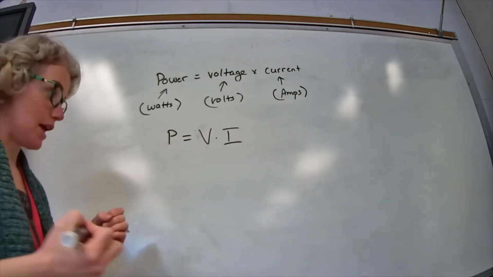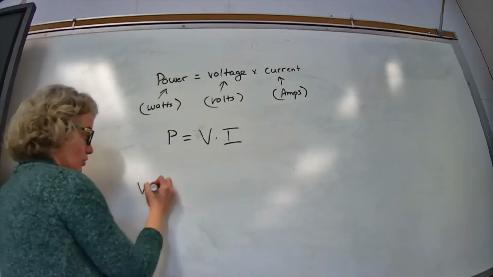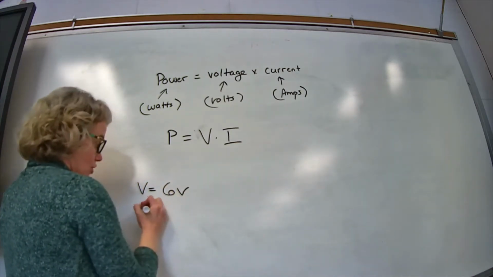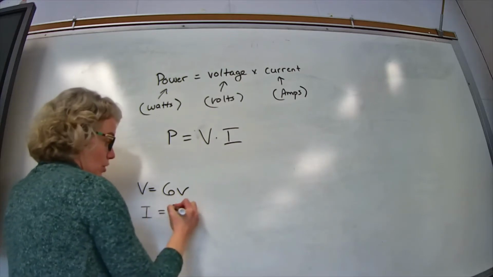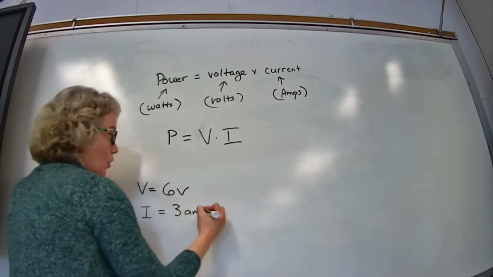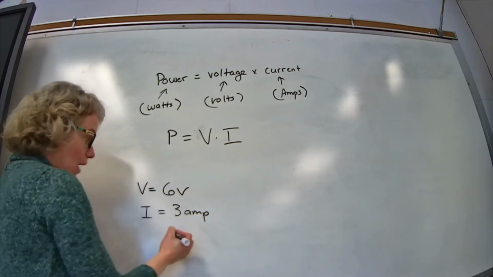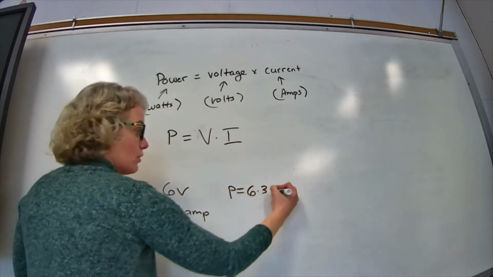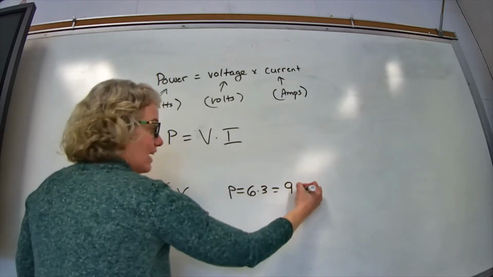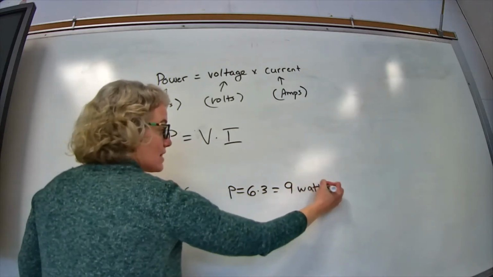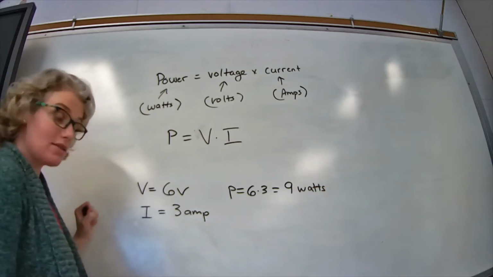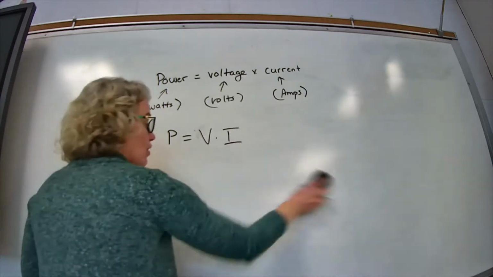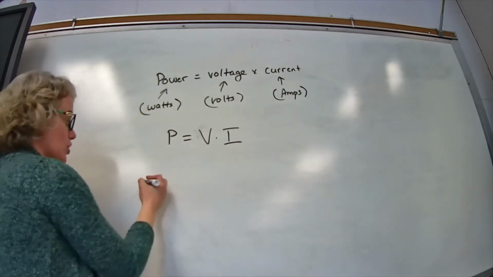So if I was, say, given voltage equals 6 volts and current equals 3 amps, if I was solving for power, then power would be 6 times 3 or 9, and the unit is watts. 9 watts. Okay. So let's try a problem if we were solving for voltage.